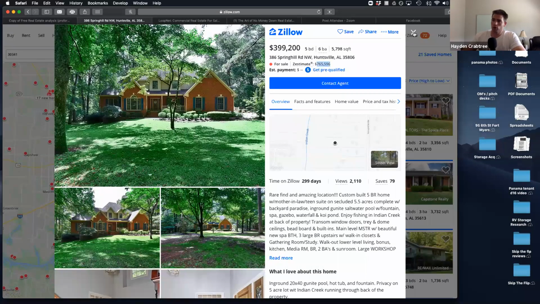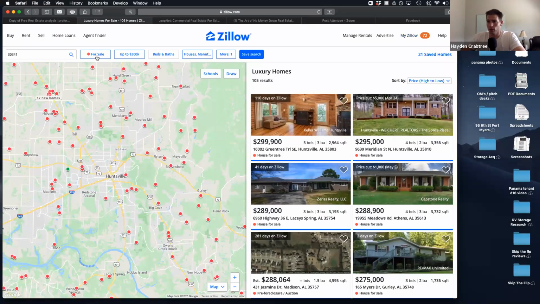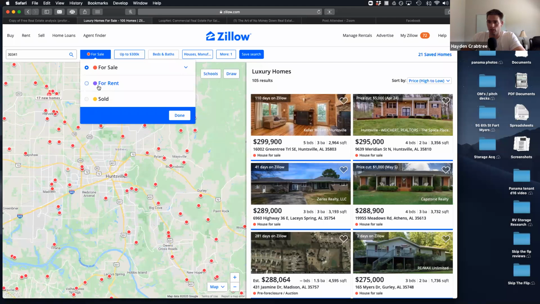But anyways, what I want to do is essentially start to create a map in my mind, and I could do this through an Excel sheet or whatever. And I want to figure out, okay, where are the houses for sale? What are they selling for in this area? Is it a good area? And then I want to figure out what they can rent for.